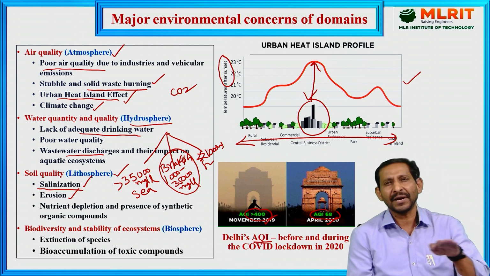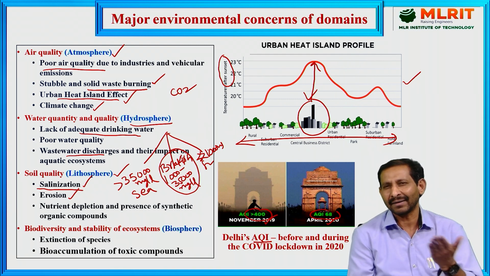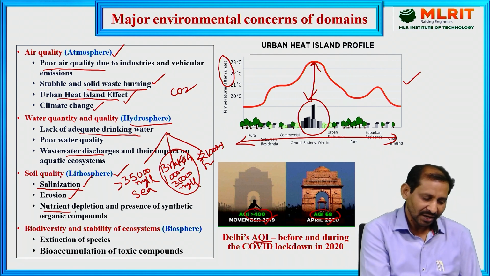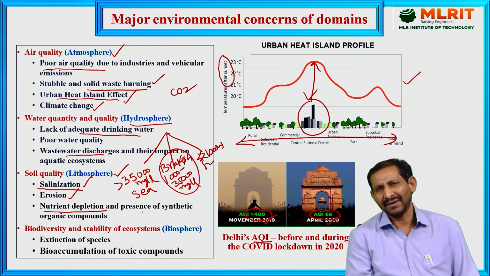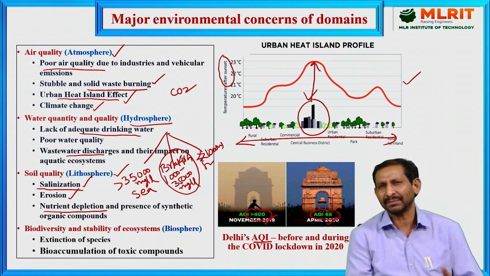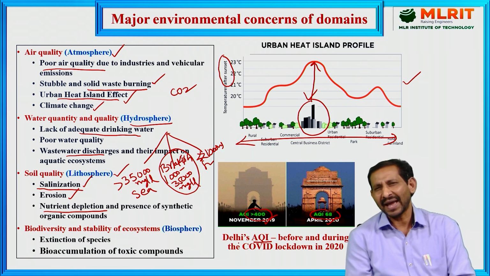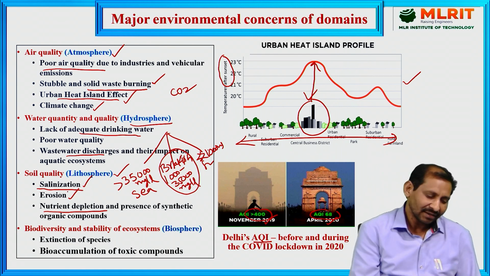Erosion means the top layer of the soil is removed either by natural or man-made causes; that is called soil erosion. Then nutrient depletion. Generally nutrient depletion happens when more pesticides or chemicals are used in agriculture, or modern agriculture is used for food production. So the nutrients are completely depleted from the soil. These are the concerns in the lithosphere.